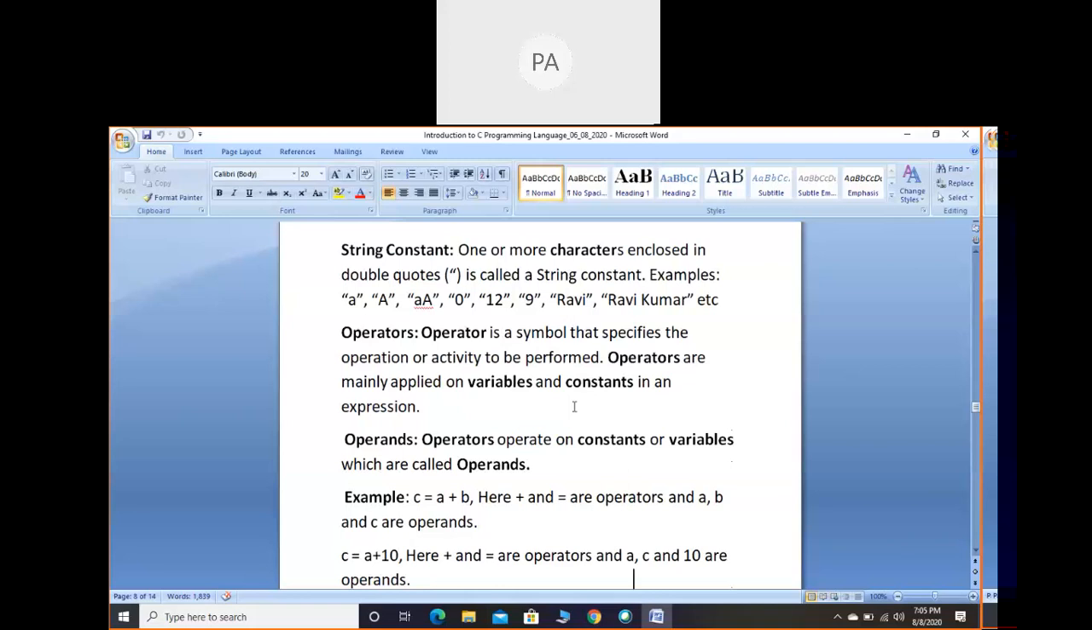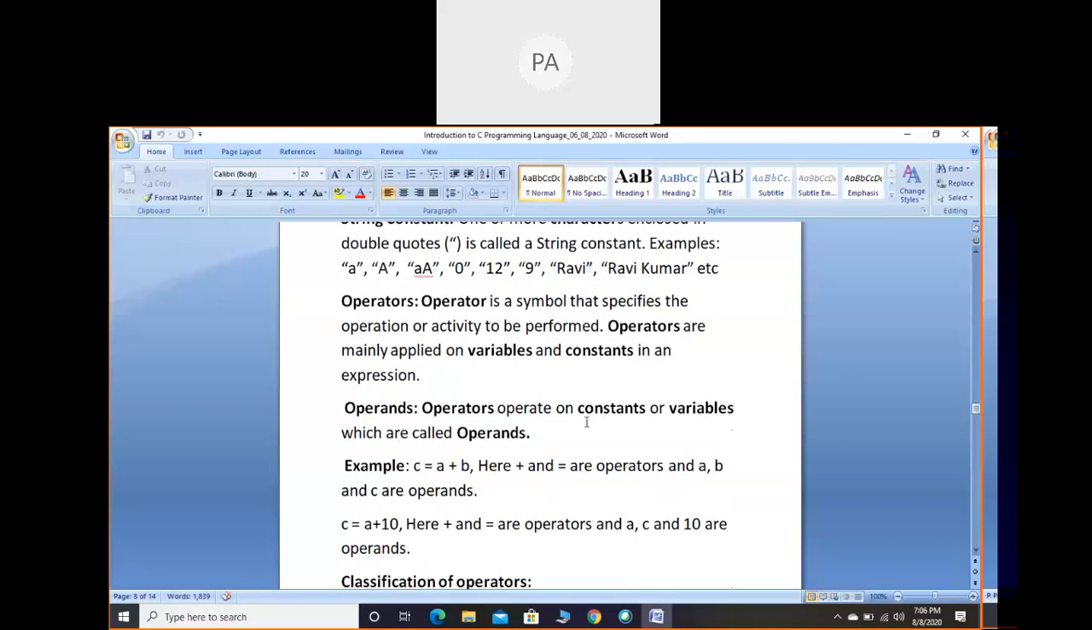Operators are mainly applied on variables and constants. We know the concept of variables and constants. In an expression or a given equation, according to mathematics, we come across variables as well as constants. Operators can be applied on those things, and those things are called operands. So operators operate on constants or variables, which are called operands.